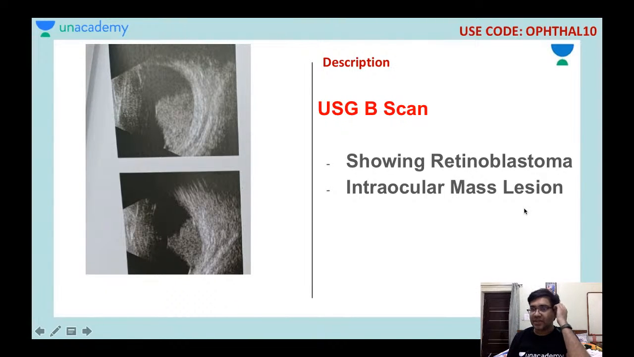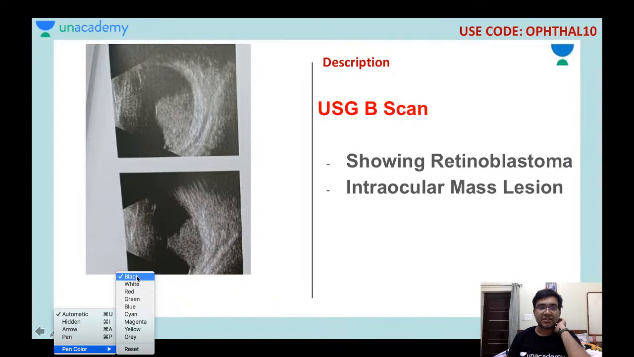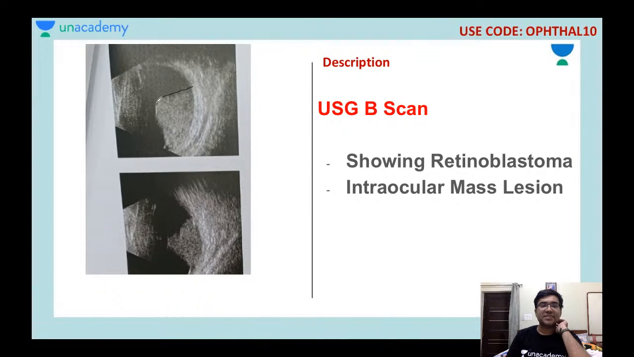Then we have a USG B scan which is showing a retinoblastoma or intraocular mass lesion. If you can see a very dense mass, okay, the thickness and the density of this mass is basically correlating with the scleral thickness as well. So this patient may be having a retinoblastoma, or it may be having an intraocular mass lesion, like in the adults you can have a uveal melanoma.